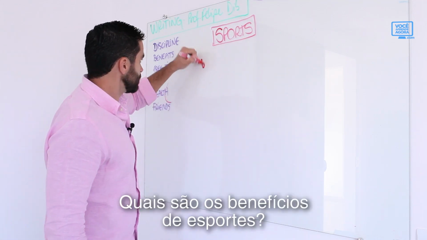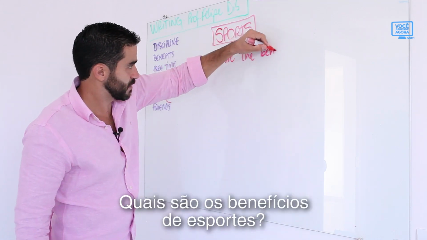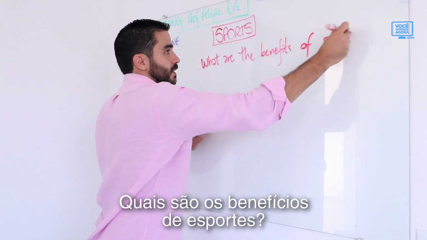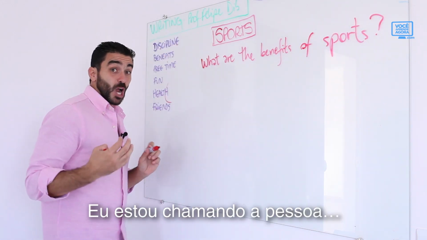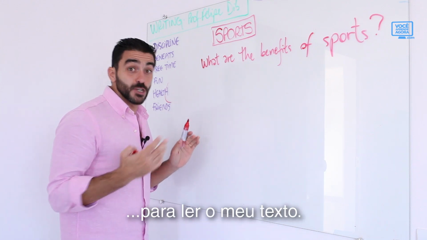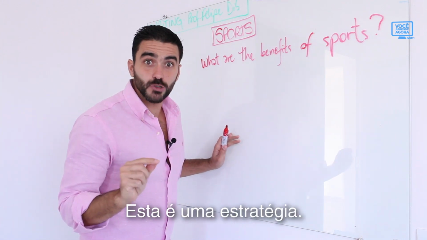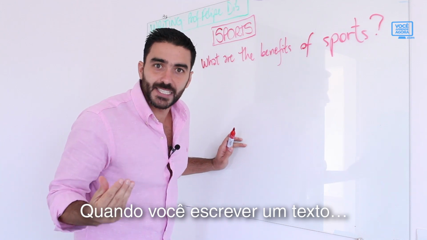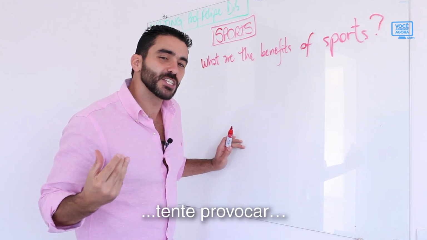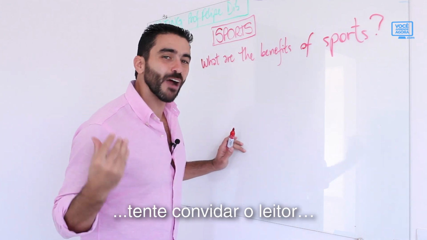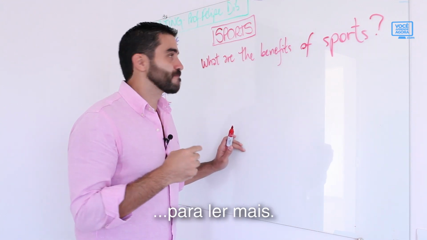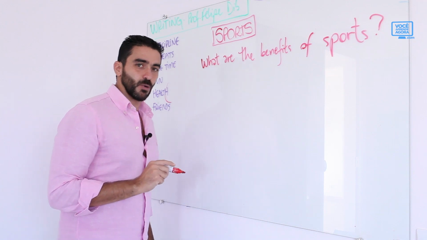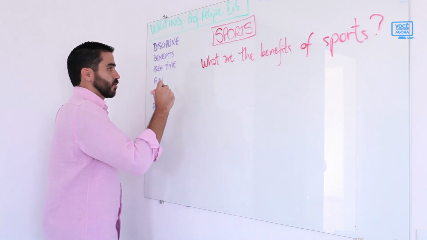My title: What are the benefits of sports? This is my title. I am calling the person to read my text. This is one strategy. When you write a composition, try to provoke, try to invite the reader to read more. This is my title. Now my intro.